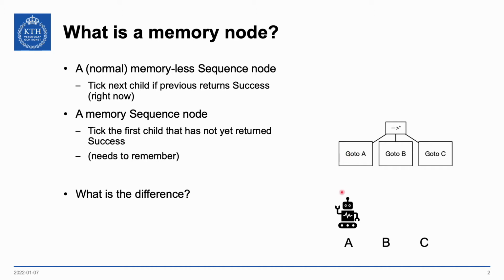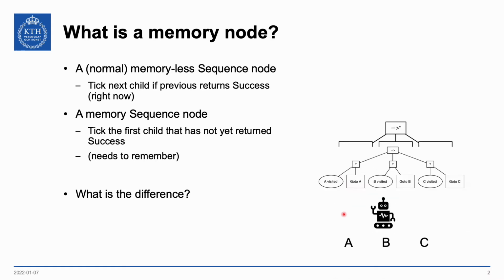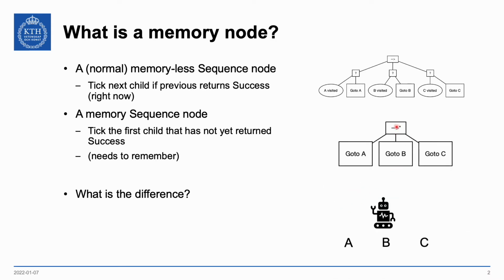So first you go to A, and when A returns success, you go to B. And going to B, you're not going to be close to A anymore. So A might not return success, but you remember that you already did this, so you keep going to B and so on. If this was not a memory node, you would get into trouble going to B, because A would not return success when you're not close to A, and then you would get stuck in between A and B, toggling between these actions.